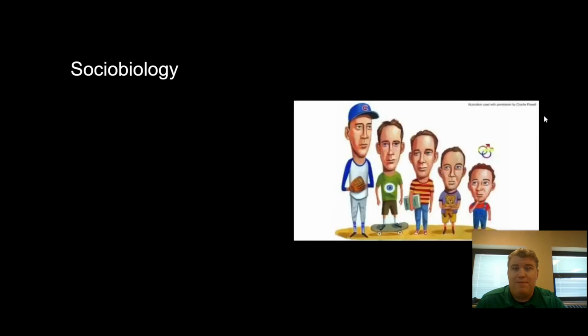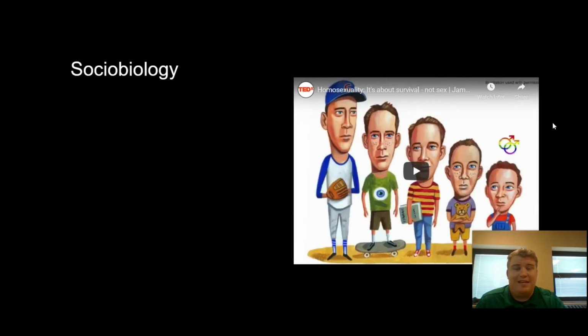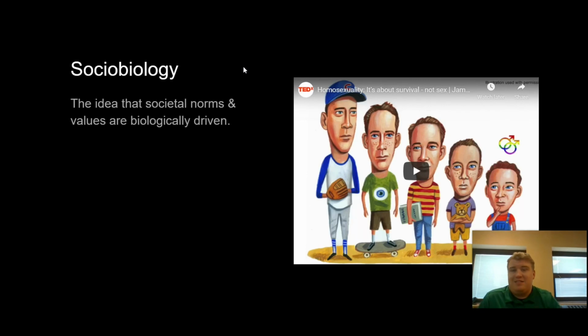All right. So moving on past that, we have one last thing, and that is what we call sociobiology. And again, it is socio and biology. So we're going to go into more of the scientific side of things, the idea that societal norms and values are just biologically driven. All right. We do these things because it is in our genetic makeup.